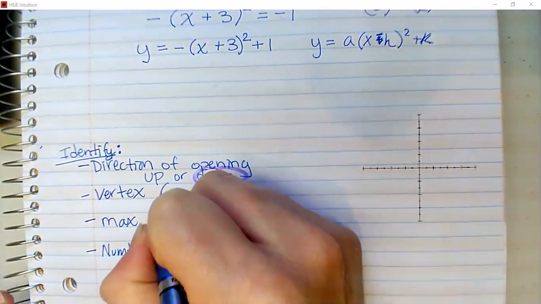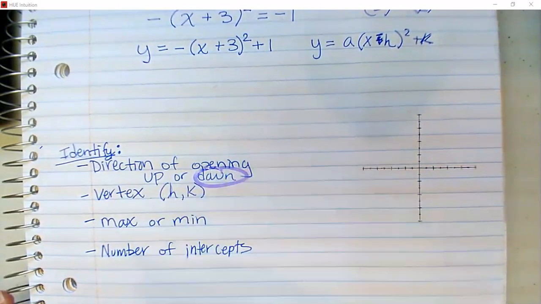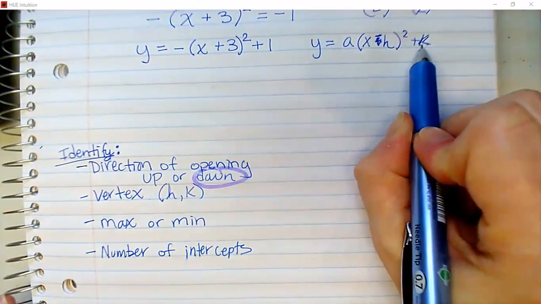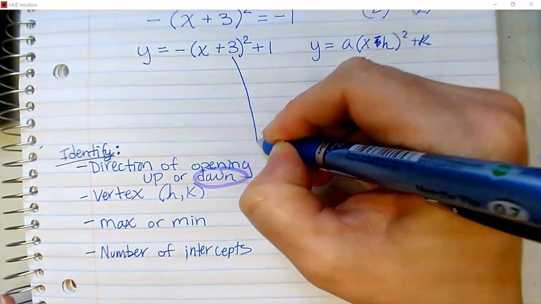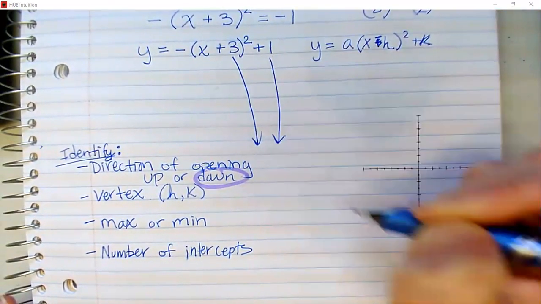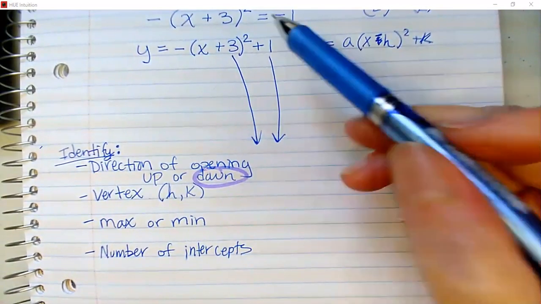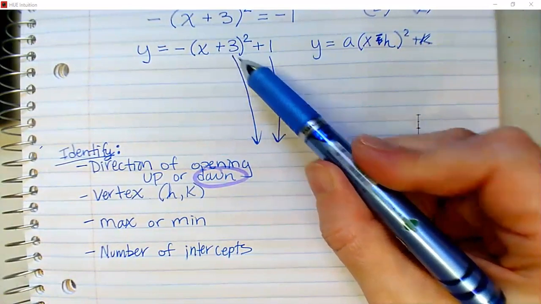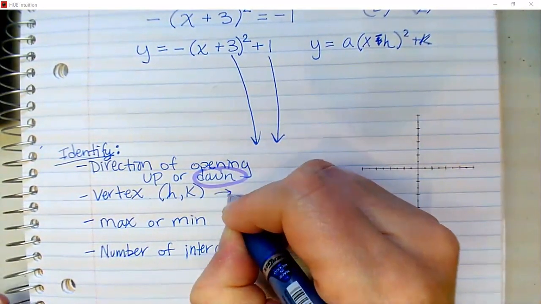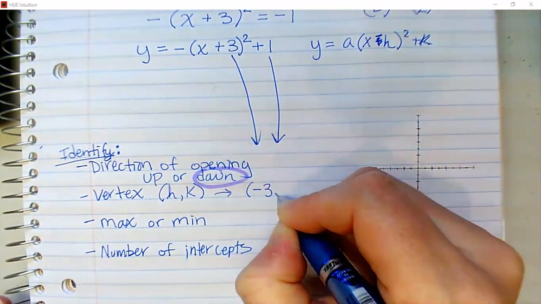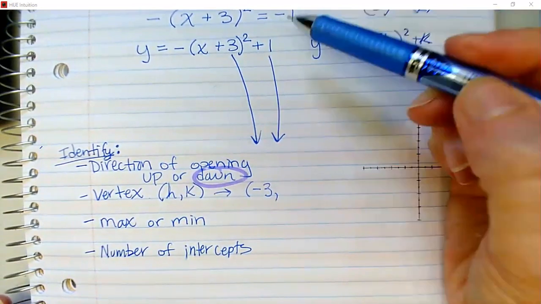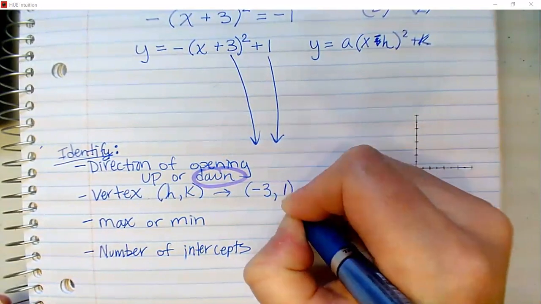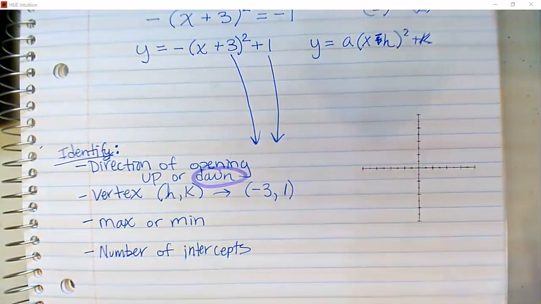Okay, we're opening down. Then we want to know where's the vertex of our quadratic. Well, vertex is H, K. So H, K from our quadratic, remember H and K right here. So these two numbers are the numbers that we're going to pull. Remember, it's going to be the opposite sign of whatever H is. So if H is a positive 3, when we go to write our vertex as an ordered pair, we're going to put negative 3. And our K, or our Y value, is a positive 1. So that's where our vertex is located.